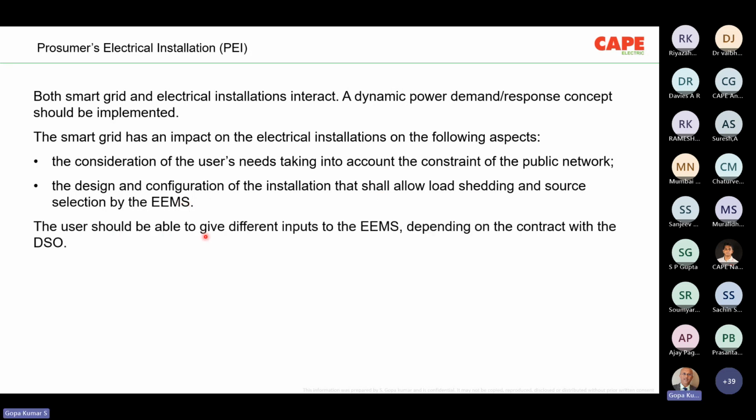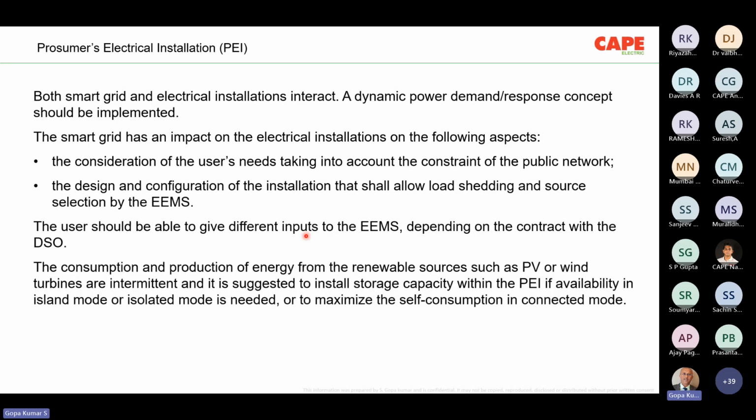The user should be able to give different inputs to the electrical energy management system depending upon the contract with the DSO. DSO stands for the distribution system operator, that means the distribution company. So the programs, the smart grid, software or the automation system play a vital role in the prosumer electrical installation, because we are talking about utilizing the energy optimally and not wasting it.